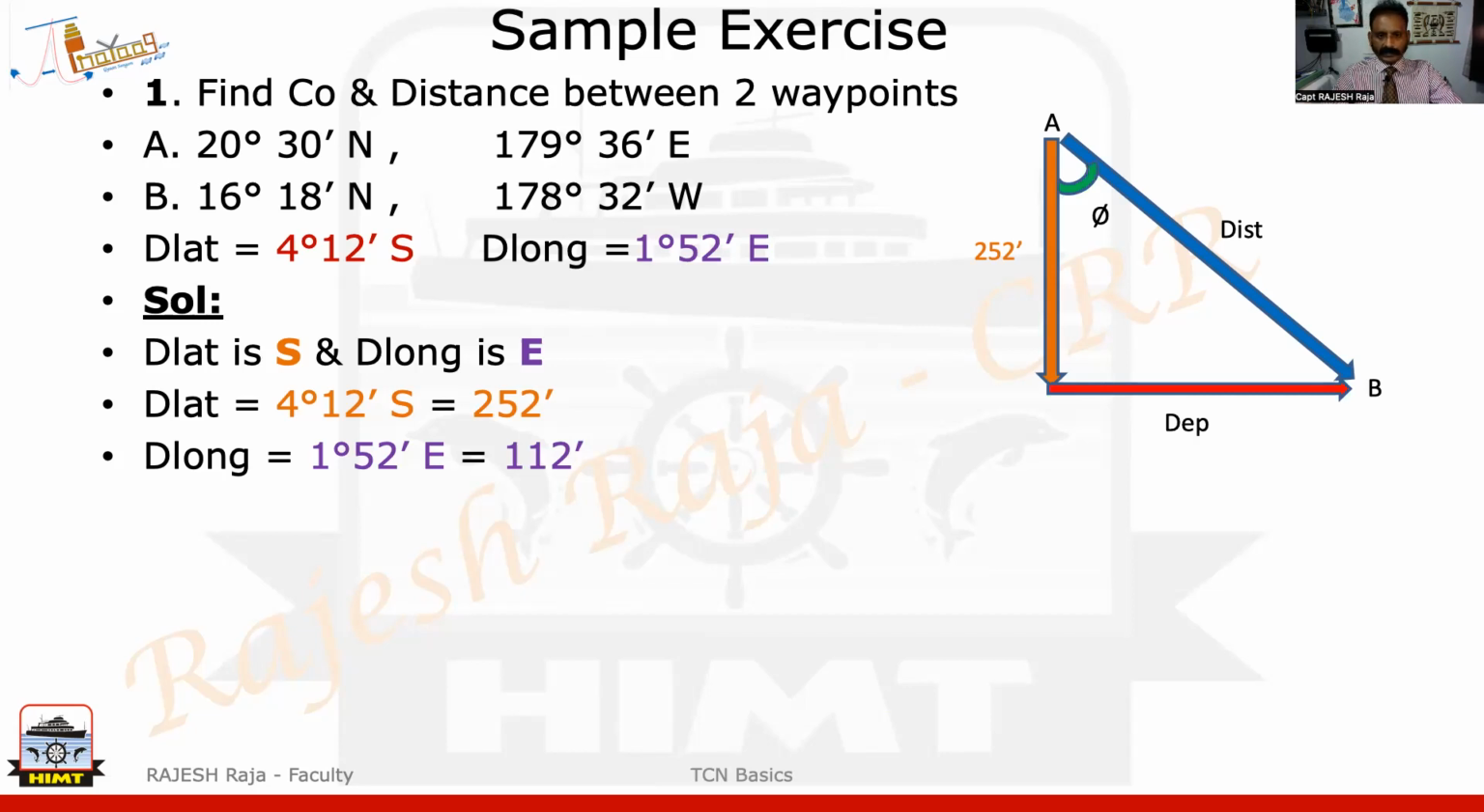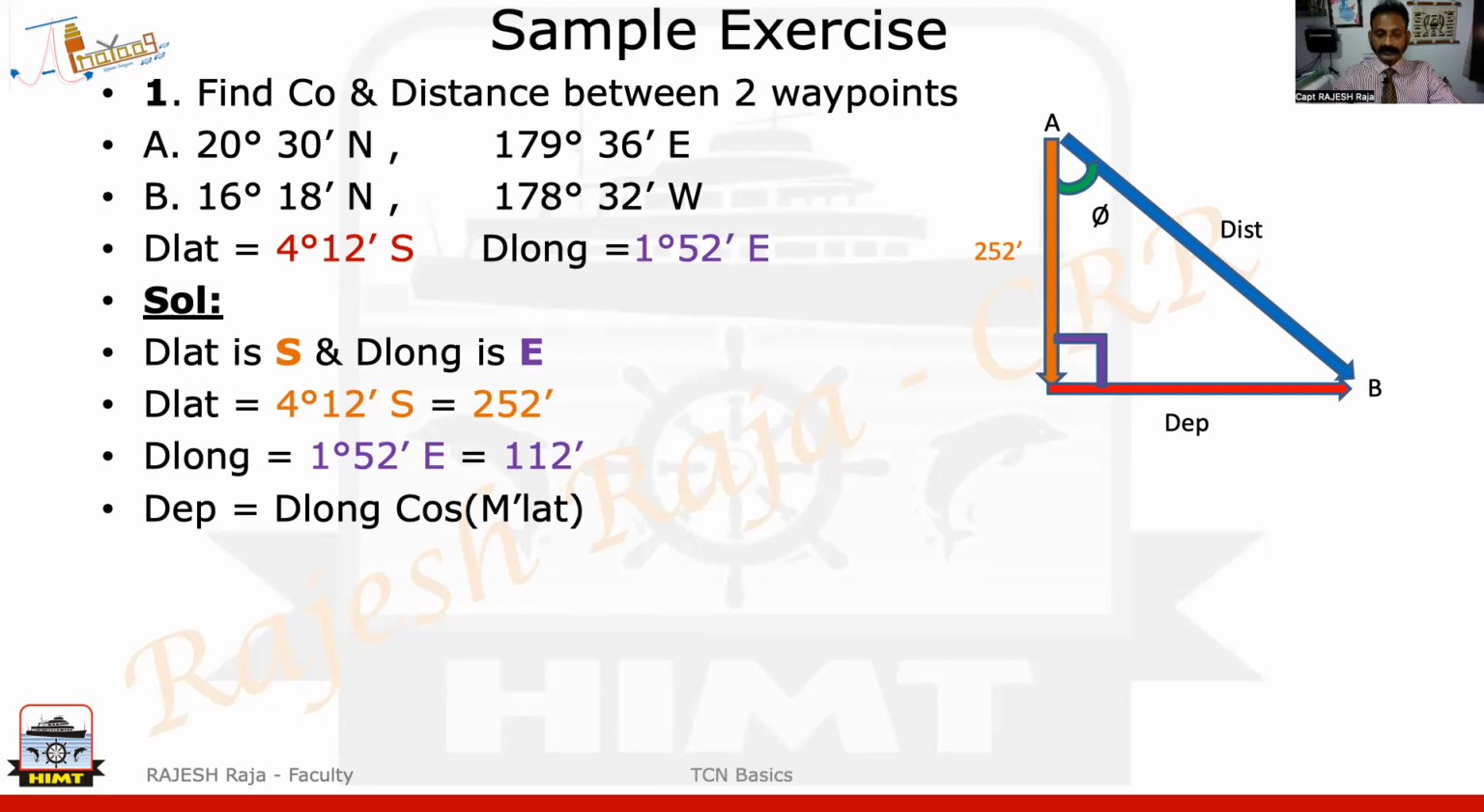Now, I have 4 formulas. I have only one known figure called 252, which is my D lat. I don't have any other sides. Departure also I don't know. Distance also I don't. So the only one formula for me to start with is we need to find departure. Why? Because I can find departure since D long is given. We have calculated D long. So I'm going to use the formula called departure is equal to D long cos of mean latitude. Okay, this is the formula. I can put D long and I can try to get departure out of it.